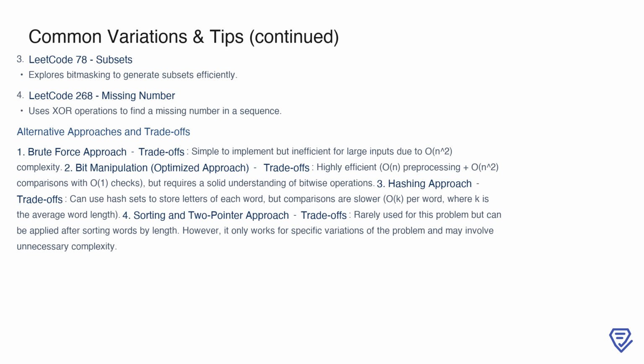A hashing approach is another option, where hash sets can store the letters of each word. While this method avoids using bitwise logic, comparisons are slower at O(k) per word, where k is the average length of the word. Lastly, though rarely used for this problem, a sorting and two-pointer approach can be applied after sorting words by length. However, this method is only suited for specific variations of the problem and may introduce unnecessary complexity. Choosing the right approach often depends on the constraints and trade-offs of the problem at hand.